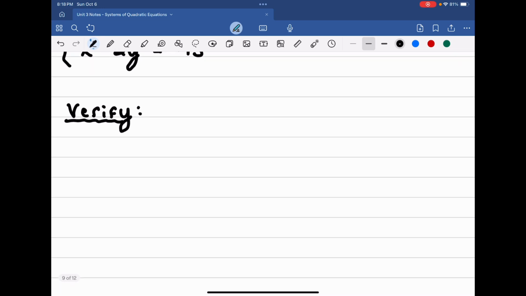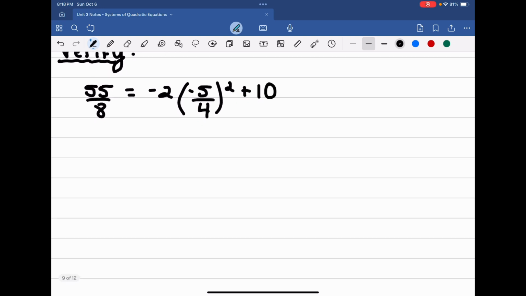We're going to take the y, which is 55 over 8 for our first solution, is equal to the negative 2 times the negative 5 over 4, all squared, plus 10. Well, what we're going to notice is that these two are actually equal to each other. So 55 divided by 8 is equal to the 55 over 8 on the left-hand side. So the left-hand side equals the right-hand side. Excellent. There we go. We verified that it works for the first equation.